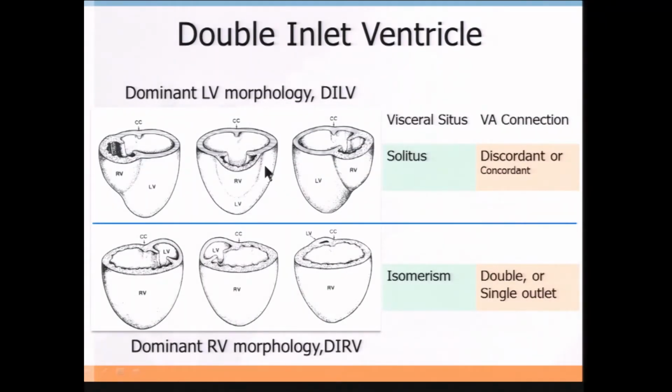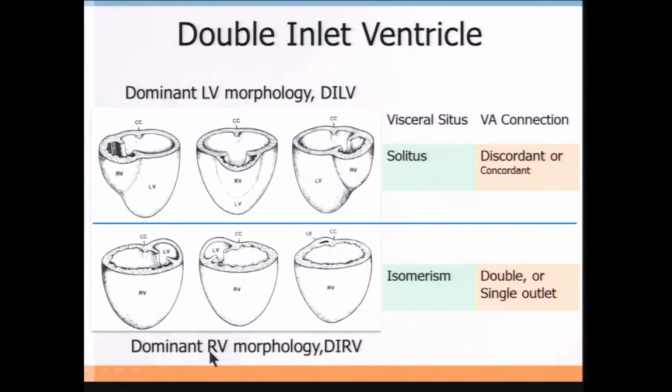When the dominant ventricle is LV morphology, the small rudimentary chamber, that is the small right ventricle, is almost always located in the anterior superior aspect of the ventricular mass, far away from the crux cordis, and almost always gives origin to the aorta, that is, the outflow tract. It is usually associated with visceral situs solitus, and the VA connection is almost always discordant, very rarely concordant, called Holmes heart.